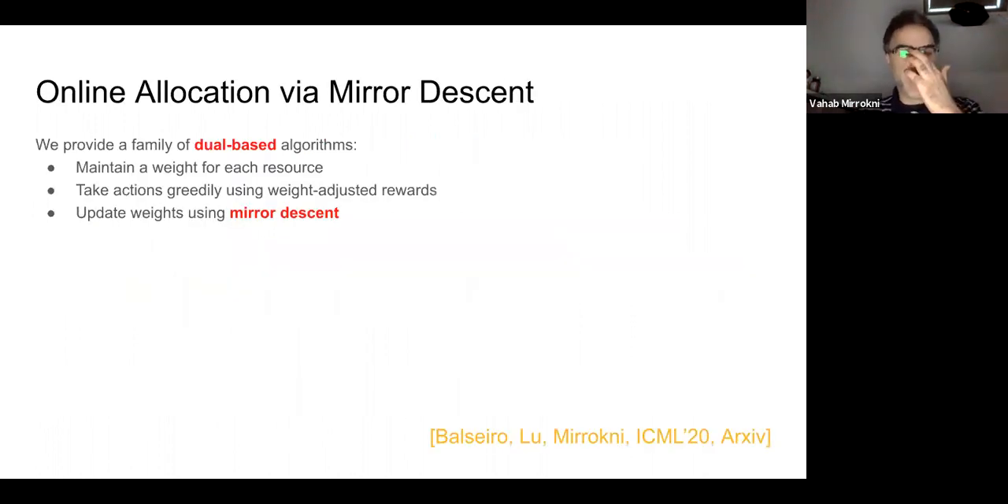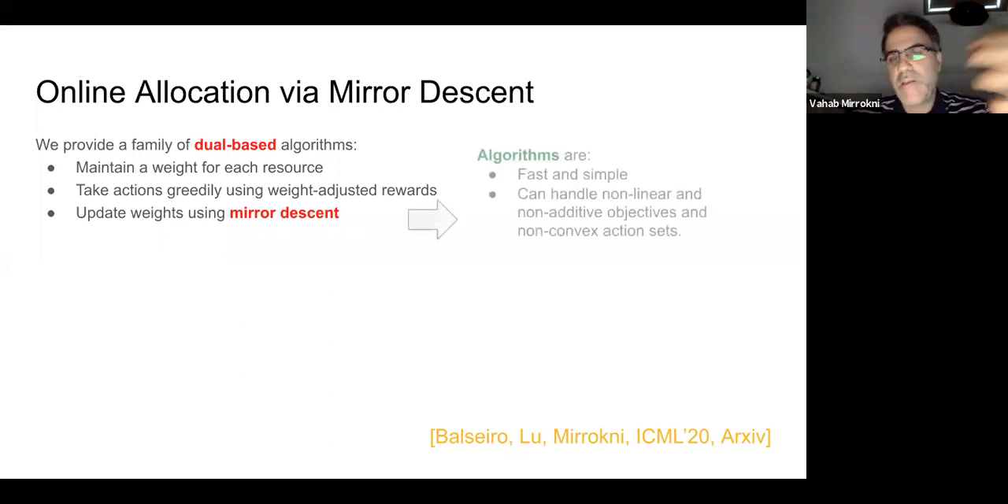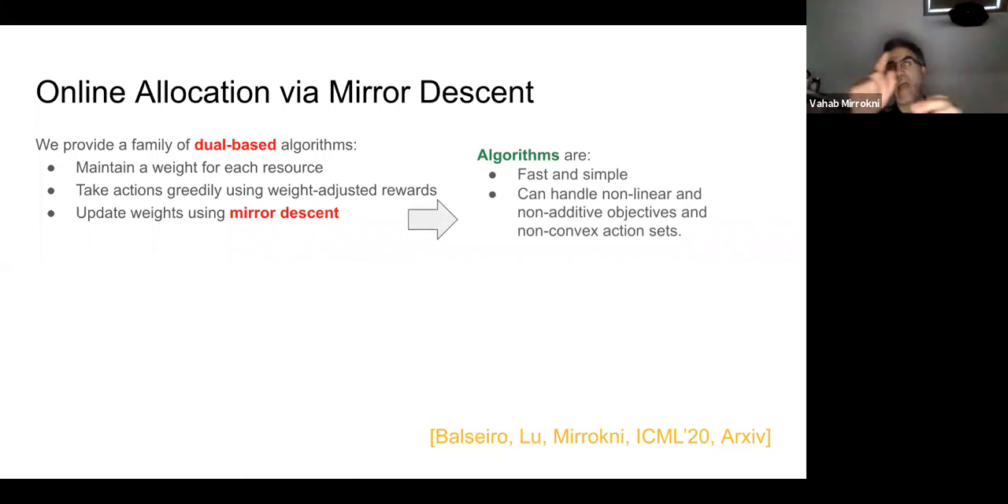So what we do in this recent line of work, which is in submission to an Operations Research journal and also to a conference, with an earlier version of the paper that appeared in ICML, is design what we call a mirror descent framework, a dual-based algorithmic framework. The algorithms are greedy, but not on the original reward, on a weight-adjusted reward. It's a mirror descent algorithm. It's very fast and very flexible. It also handles nonlinear functions, so you can add regularizers for fairness and diversity and things like that.